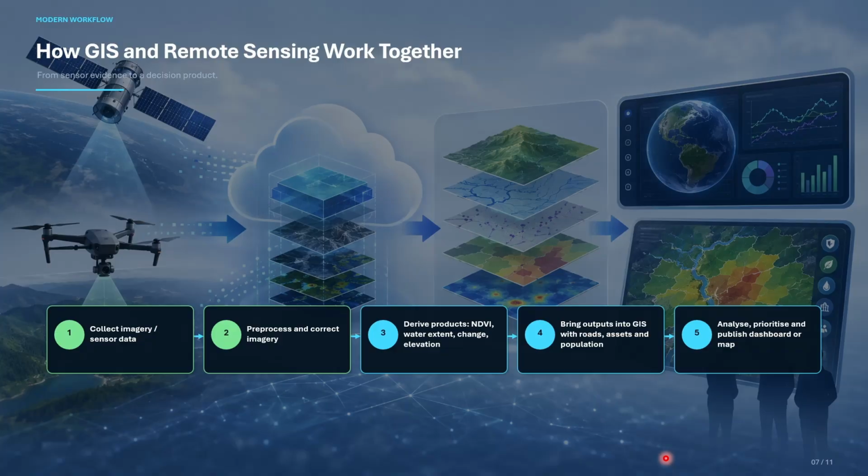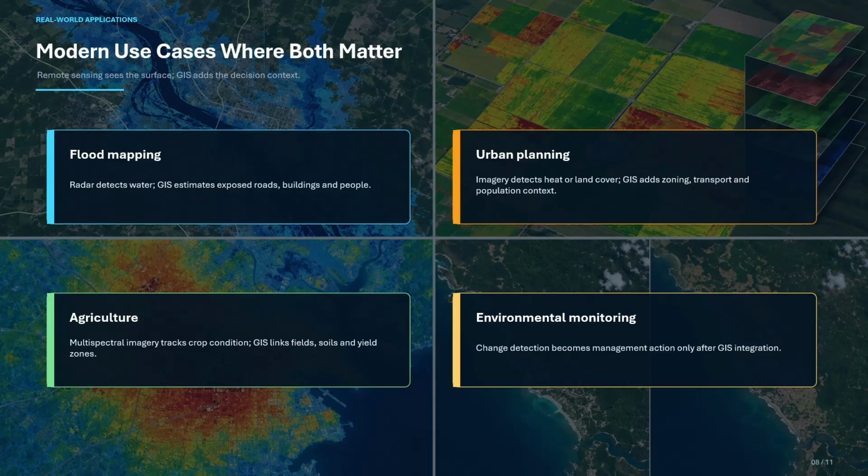In real projects, the final output is rarely just an image. It is usually a decision product. Now let us look at the real examples. In flood mapping, radar remote sensing is very useful because it can detect water even when clouds block optical imagery. But GIS is needed to identify which roads, schools, hospitals, and communities are affected.